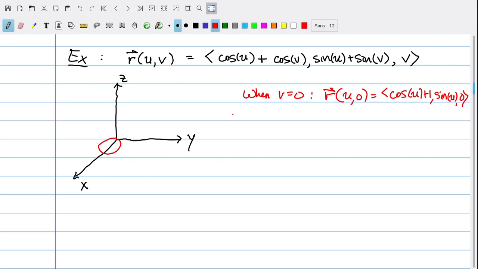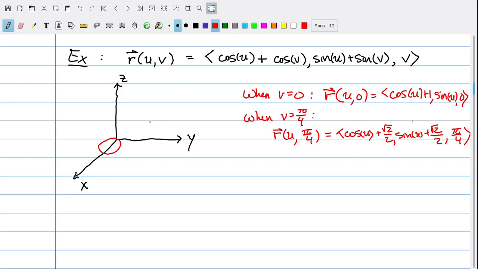And I can do that similar sort of procedure. I can also see what happens when v is equal to another number, say pi over 4. And this is going to describe another curve on my surface. And it's given by cosine of u plus the square root of 2 over 2, sine u plus the square root of 2 over 2, and pi over 4. So this is going to be a circle in the plane z equals pi over 4, which is again a circle of radius 1, but it's centered at the point (root 2 over 2, root 2 over 2). So it looks something like this.